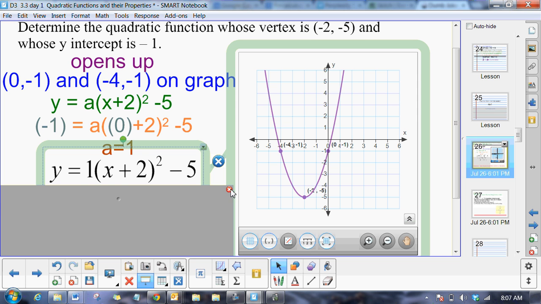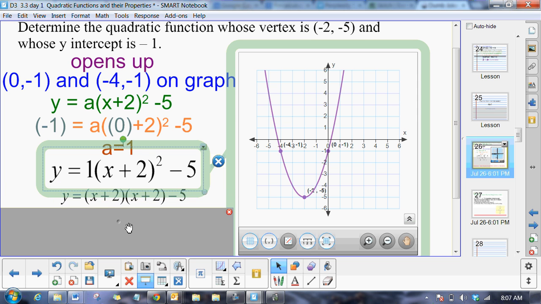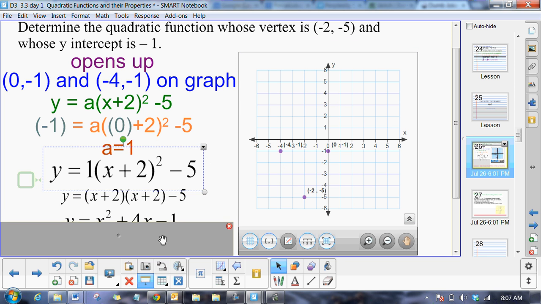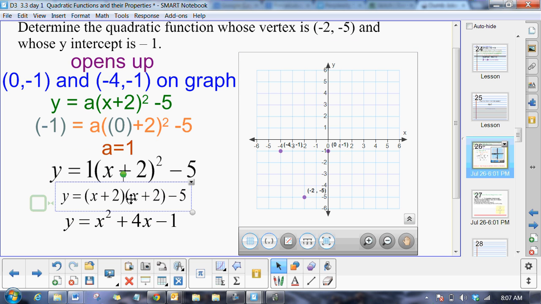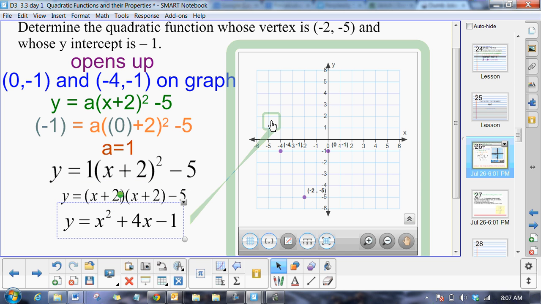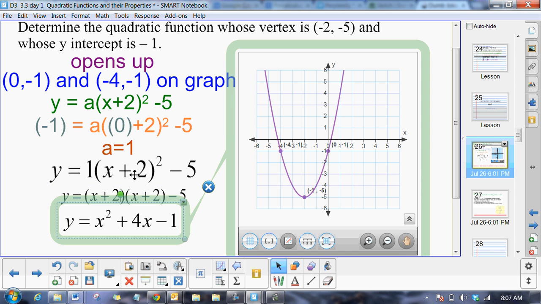Now don't forget also that we can expand this and we could make it into standard form, and that standard form is the same form as this. So you can get from here to here just by doing a little FOIL.